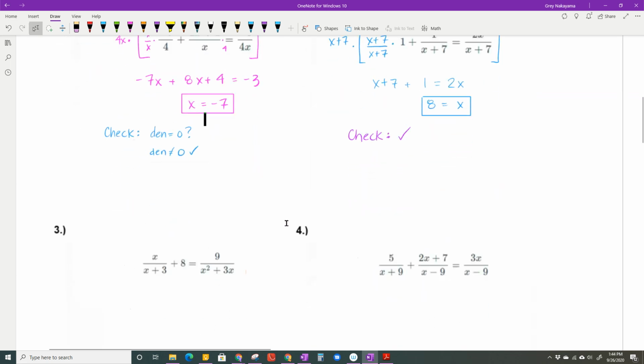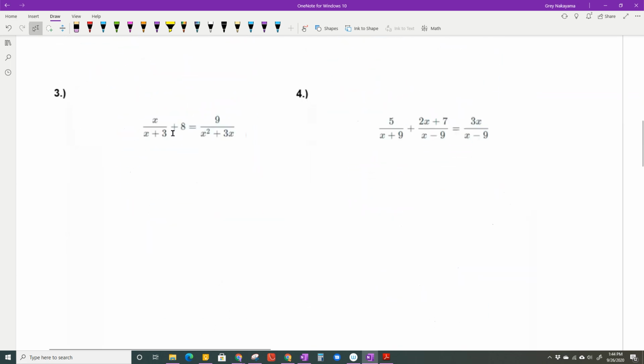All right, stepping up the difficulty a little bit, we have x over x plus 3 plus 8 equals 9 over x squared plus 3x. Okay, so if you're not careful, you might multiply these two together, but if you're good, hopefully you'll notice that these are the same thing. So this right here, x squared plus 3x, factors to x times x plus 3. So that's going to be my least common denominator.